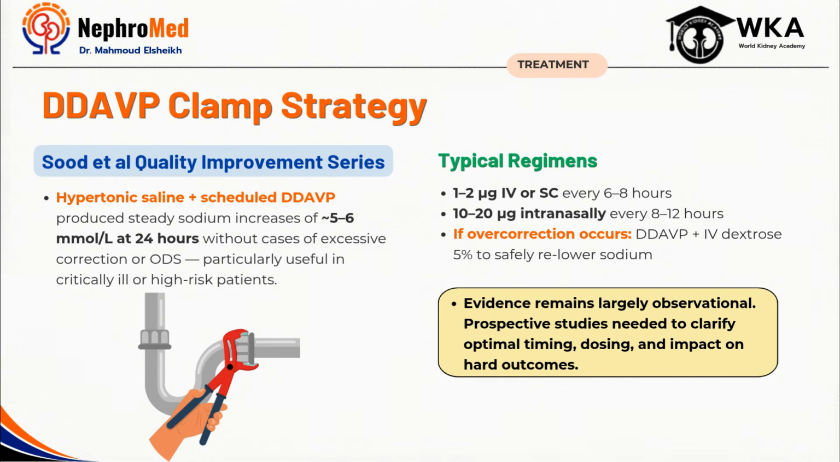Now, despite growing enthusiasm, it's important to remember that most evidence supporting the DDAVP clamp strategy remains observational. We still need prospective RCTs to determine the optimal timing, dosing, and the long-term clinical impact of these. But practically speaking, many nephrologists and endocrinologists now consider the DDAVP clamp one of the safest approaches to managing severe chronic hyponatremia at high risk for overcorrection.